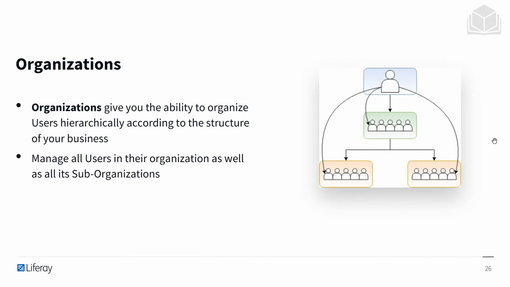Let's talk about organizations. Organizations give you the ability to organize users hierarchically according to the structure of your business. Basically, the whole goal here is you want to reflect your business's real hierarchy. You want to manage all users in their organization as well as sub-organizations. If we're thinking in terms of Livingston Hotels and Resorts, maybe for an organization, I have my Maui hotel. And for a sub-organization, maybe I'll have the outdoor recreation department.